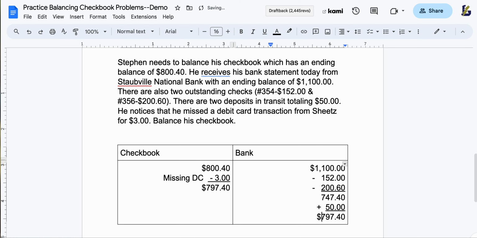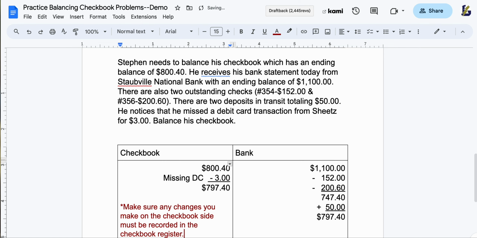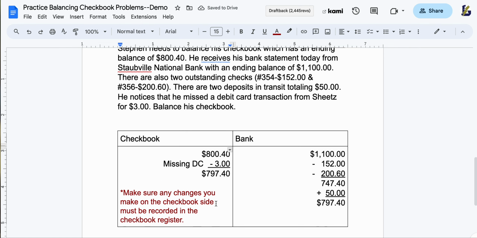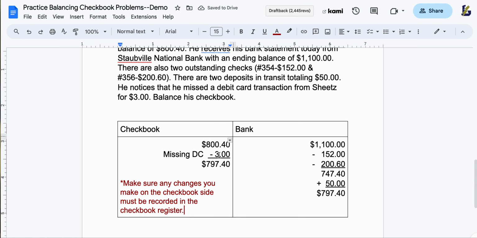Nice job. Don't forget, anything you do on the checkbook side has to be recorded in the checkbook register. So go into the checkbook register and, whatever date you went to Sheetz, just record it as -$3, and you get a checkbook balance of $797.40. You are in good shape. It's that simple, folks. Just two sides of the story. Good luck as you continue to balance checkbooks and with the future problems you're going to have to do.